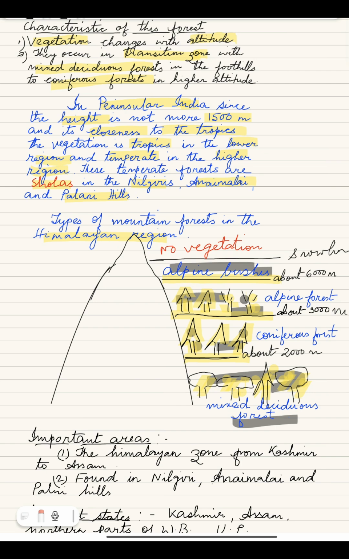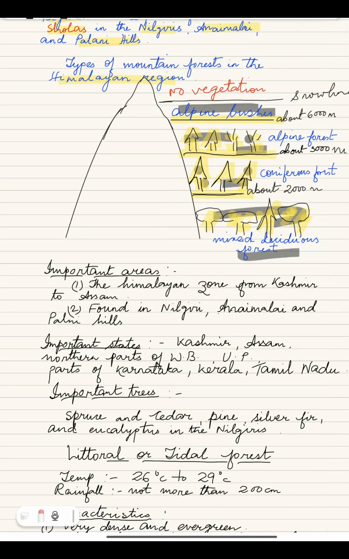Now, what are the important areas where you have these forests? That is the Himalayan zone from Kashmir to Assam. That is all lower Himalayas, middle Himalayas and little Himalayas. Then in peninsular India, it's found in the Nilgiri Hills, Annamalai Hills and Palni Hills. If they ask you important states, obviously Kashmir, Assam, northern parts of West Bengal, that is the Dwars region, then northern part of Uttar Pradesh, and in peninsular India we have parts of Karnataka, Kerala and Tamil Nadu.